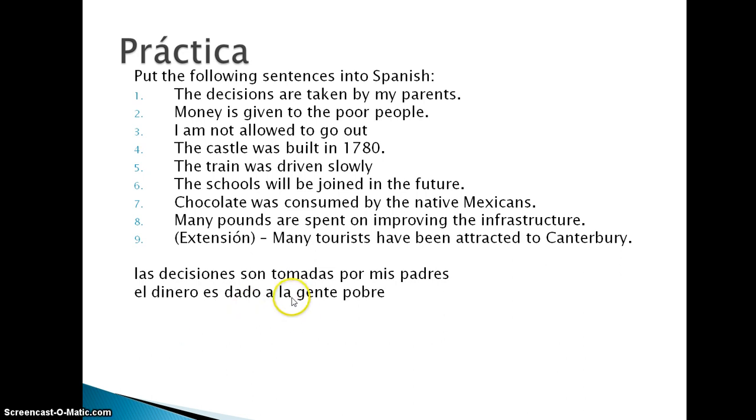El dinero es dado a la gente pobre. Okay, fairly straightforward. Masculine ending. Present tense. No soy permitido salir. So I'm not allowed. Now, if you were a girl, obviously you could put an A on the end, but an O in this case because I was writing it.